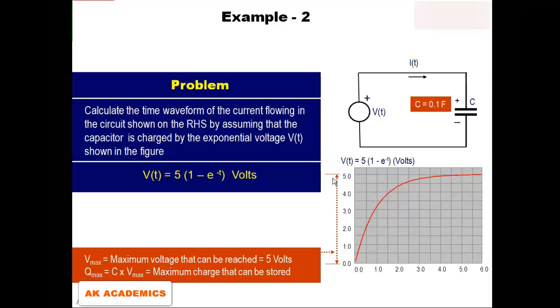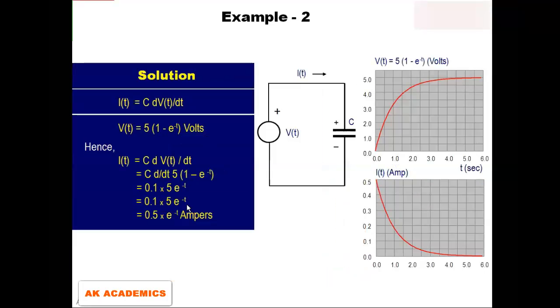If we know our maximum voltage, then we can find the maximum charge, because Q will just be equal to C Vmax. But what are we actually expected to look for? Calculate the waveform of the current flowing in the circuit. So we're looking for current and its waveform, assuming that the capacitor is charged by the exponential voltage given here. Current goes through the capacitor, which is 0.1 microfarad. Let's take it a step further and see how to deal with this. Now our i of t is equal to C dV/dt.